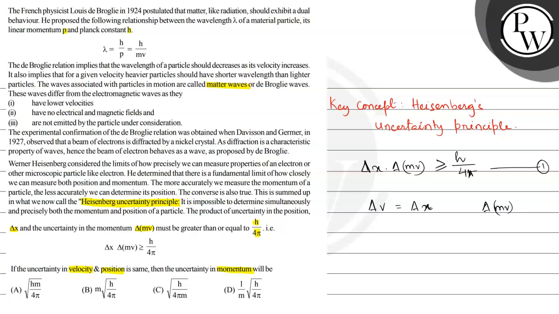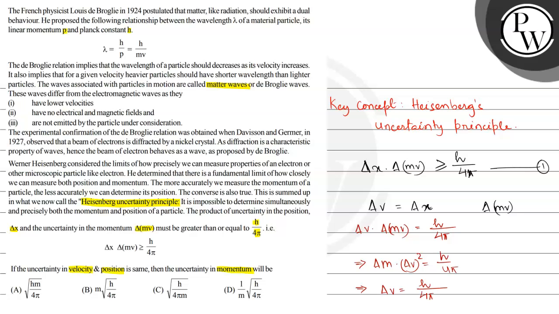So delta v multiplied by delta mv is equal to h divided by 4 pi, and we can also write delta m multiplied by delta v square is equal to h divided by 4 pi. All right, h divided by 4 pi, because here delta mv we can express as delta m multiplied by delta v. So delta v will become squared here, and we will get delta v squared is equal to h divided by 4 pi.